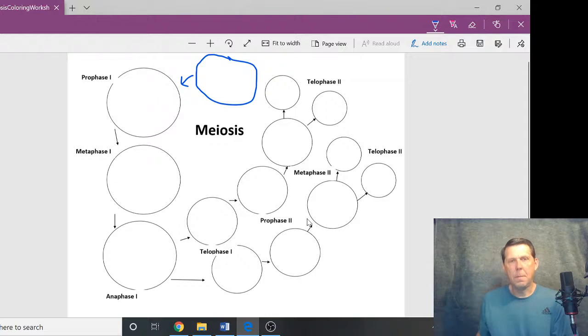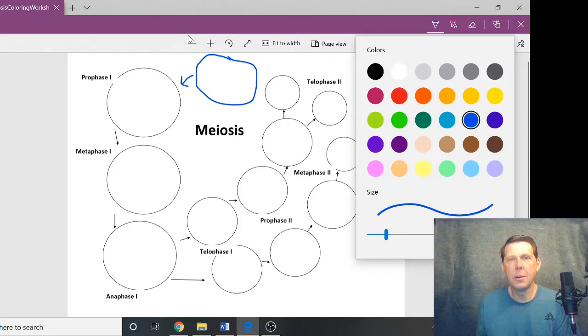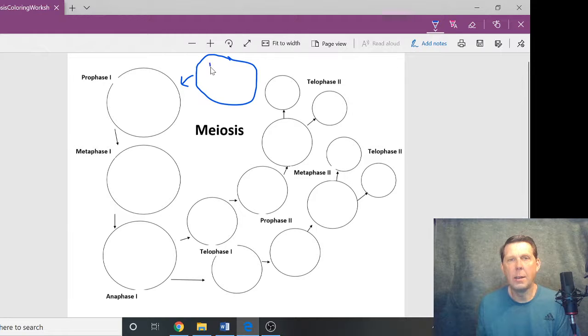So let's get started. This space right here is for interphase. It wasn't on here, so I am just going to mark this with an I. This is where interphase is happening. There's DNA duplicating, organelles duplicating, cytoplasm duplicating. Everything is growing and developing. This is where the cell will spend most of its time. After that, it's going into prophase.